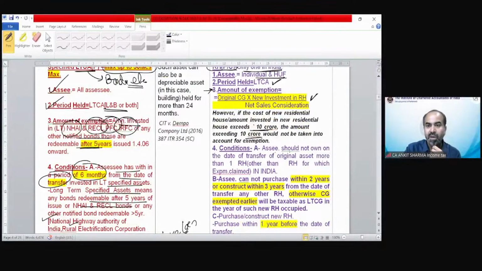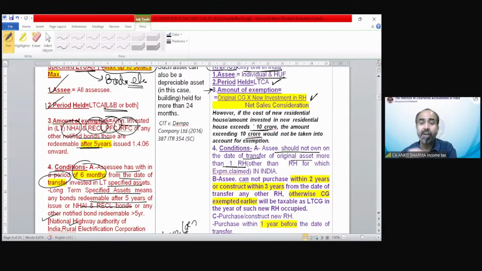The condition: the assessee should not own, on the date of transfer of the original asset, more than one residential house. So this exemption can be claimed by those persons who are not having any residential house. The basic idea was this, to draft this exemption. And even those persons who are only having one residential house can claim this exemption.